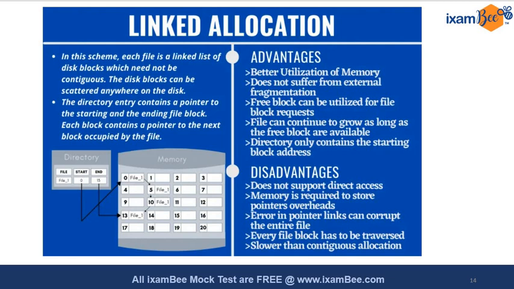There are also some advantages and disadvantages associated with this. What are the advantages? Better utilization of memory, because we are not relying on contiguous placement. Wherever we find a block, we just get the memory allocated there. It does not suffer from external fragmentation, but it does suffer from internal fragmentation in the long run. It uses free blocks, which can be utilized for block requests. Whenever there is a free block, you can request it for your file. The file can continue to grow and it does not have any constraint over the length.